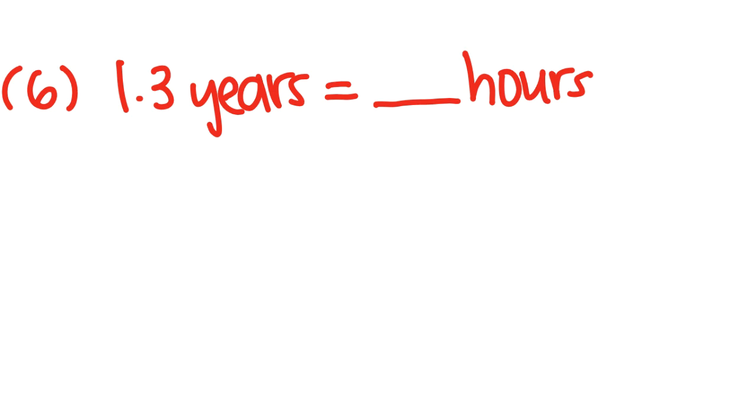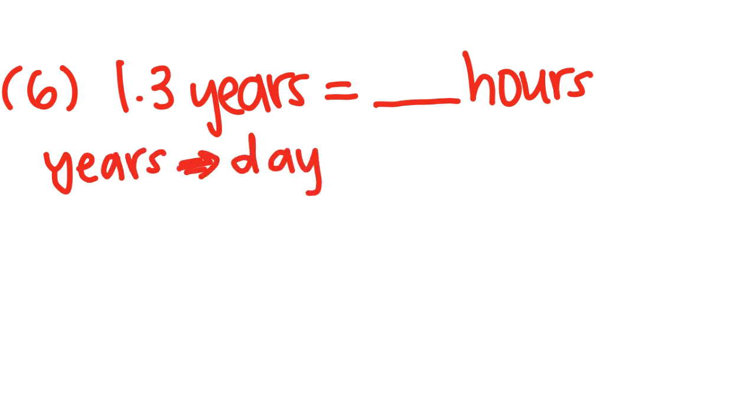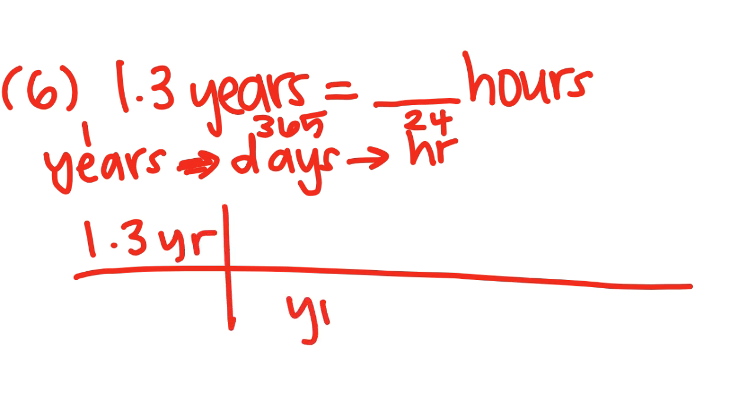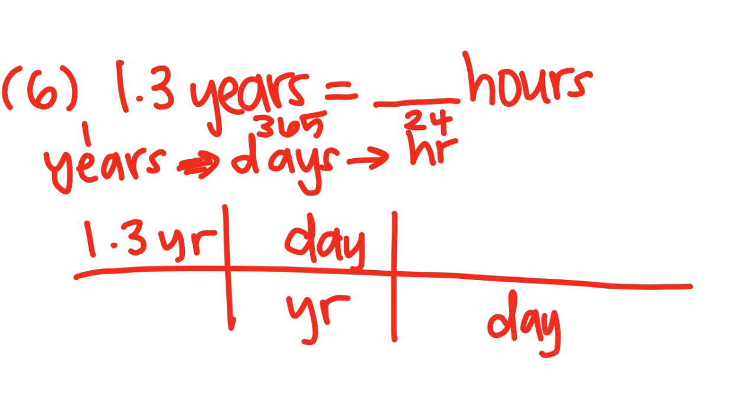This next one, we're doing years to hours. I'm told on my paper that 1 year is 365 days. So I'm going to go years to days to hours, because I know that 1 year is 365 days and 24 hours is 1 day. I'm going to put that into a table again. I'm starting with 1.3 years, years on top, and I'm going to days. Then days are on bottom, and I'm going to go to hours.